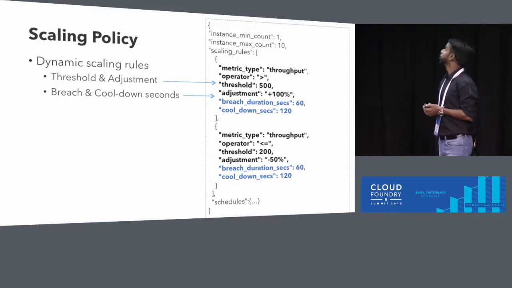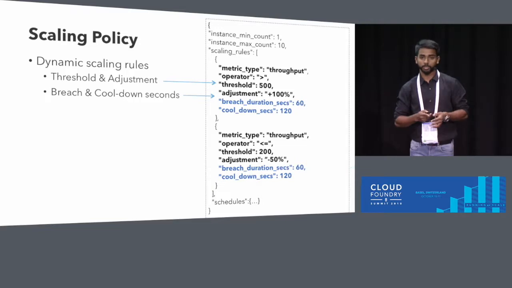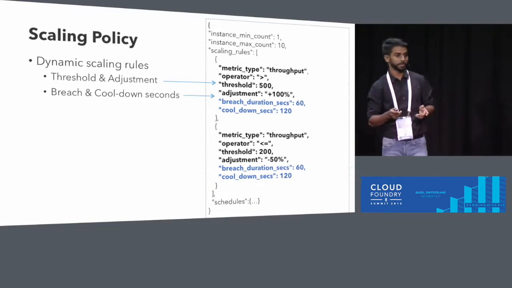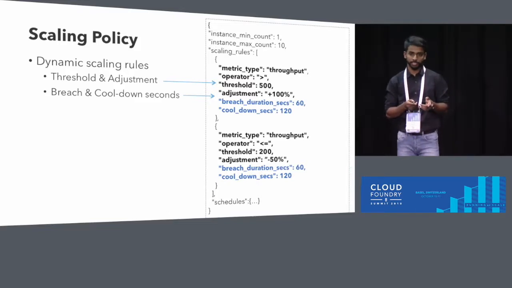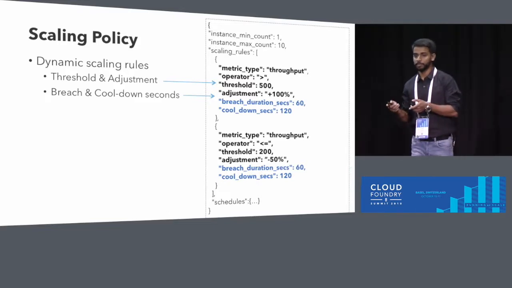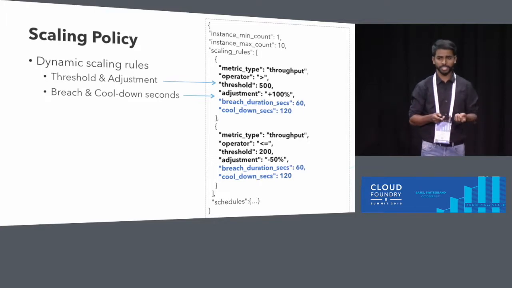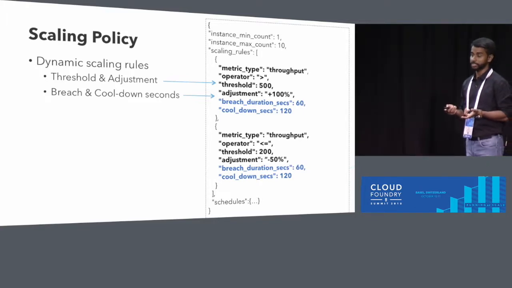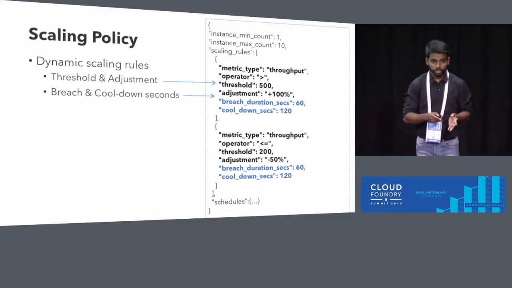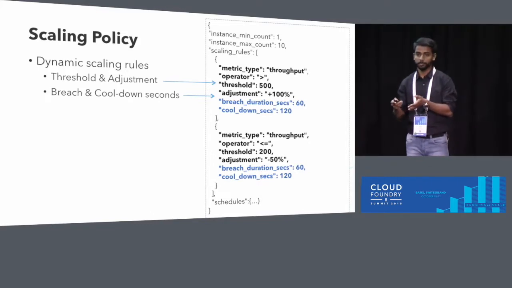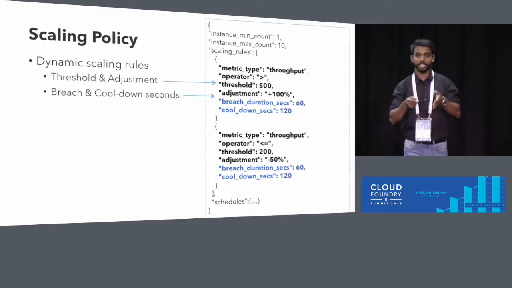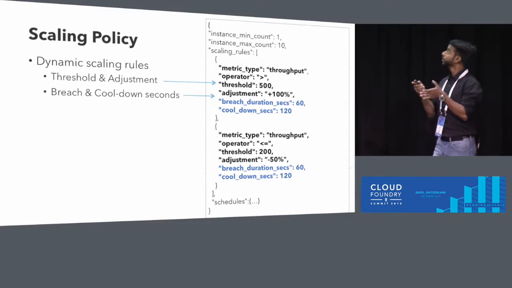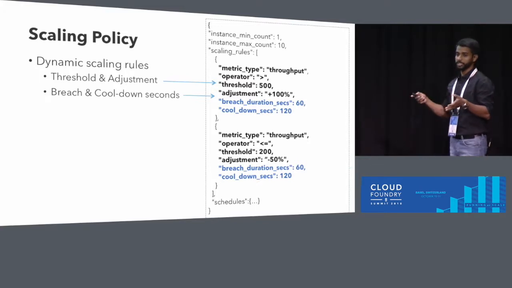The next is cooldown seconds. Now, the cooldown is very important since every application is different. So a Java application will take more time to start up than a Node application. A Node application starts in a few seconds, whereas a Java application can take a couple of minutes. So AutoScaler will start your new instances, but those new instances will take some time to normalize your aggregated metrics. So you might want to have a cooldown period.